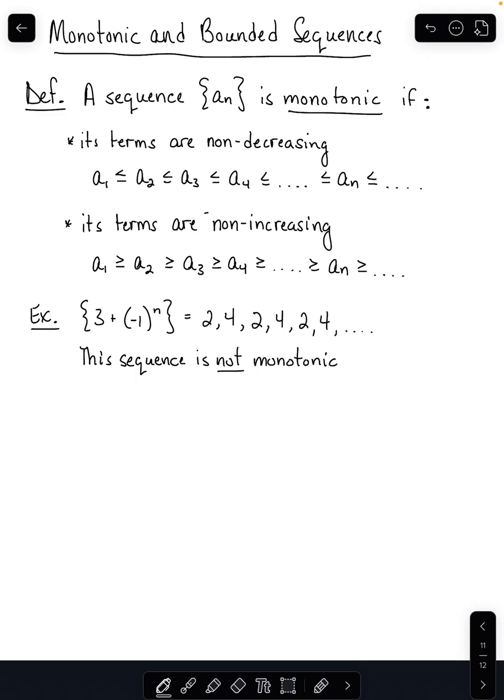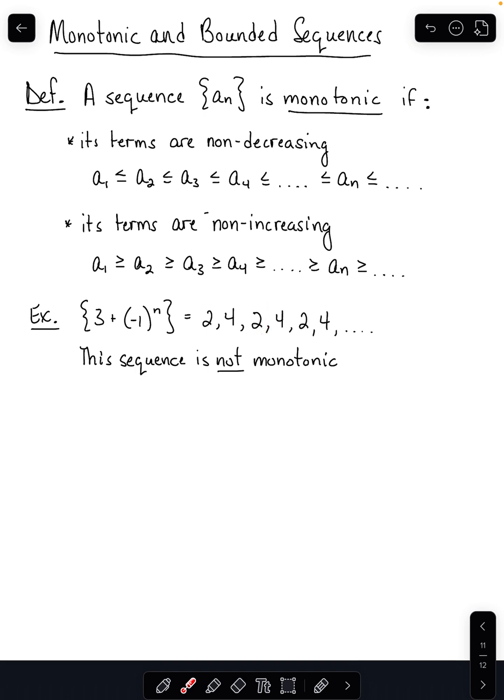The reason being that our first term is 2. Our next term is 4, which is bigger than 2. That establishes this as the terms are getting bigger, or at least not getting any smaller. In order to be monotonic, the terms would have to continue to get bigger, or at least not any smaller. So the next term, after the 4, would have to be bigger than or equal to 4, and it's not.